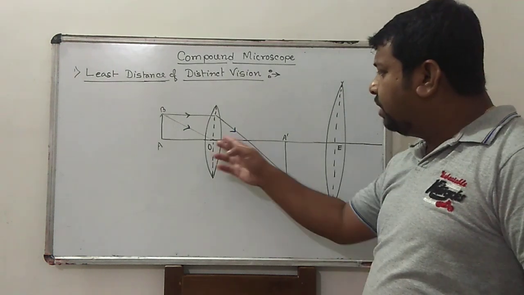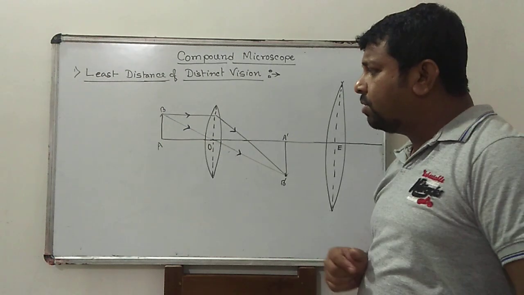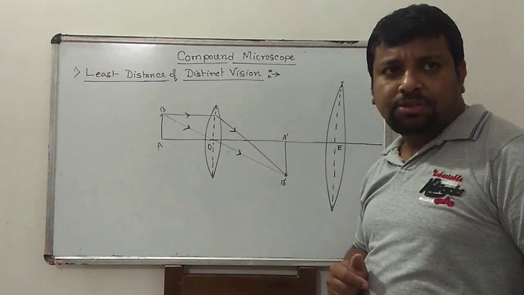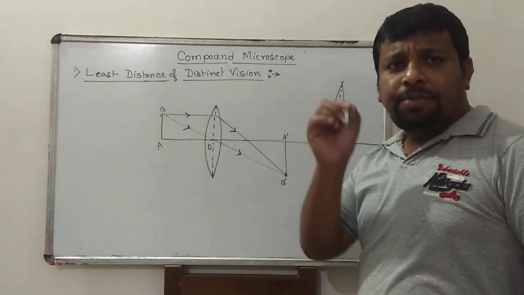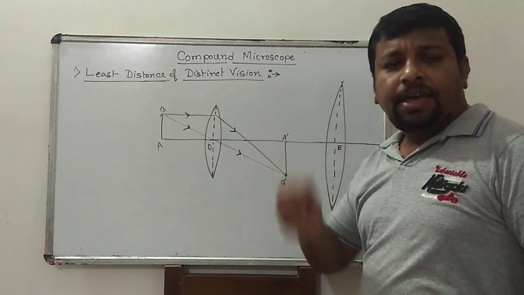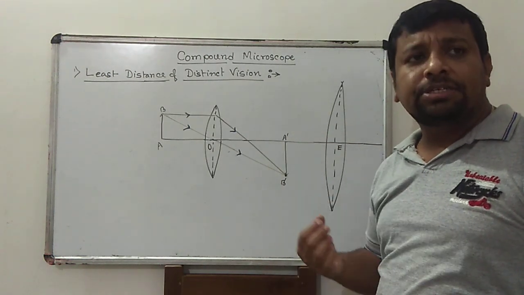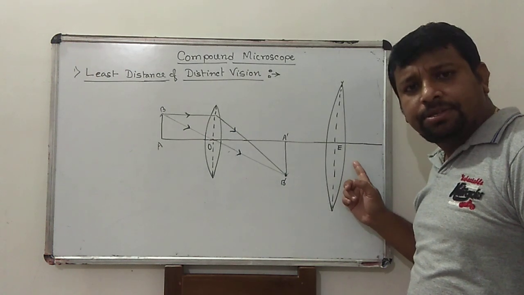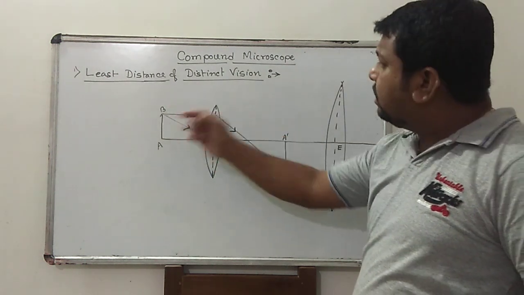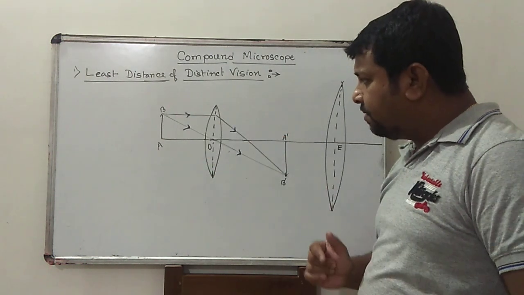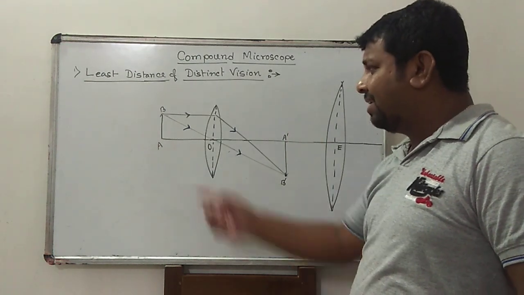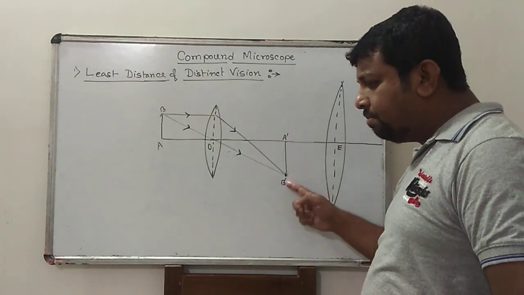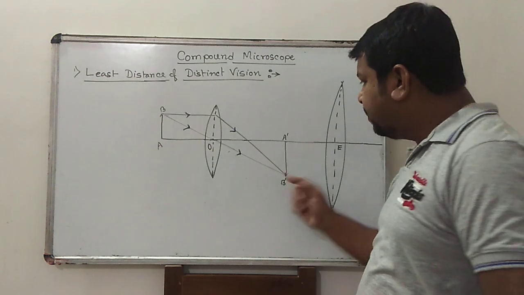So here we consider an object AB in front of the first convex lens, which is known as the objective. The lens placed near the object is known as the objective, and the lens placed near the eye is known as the eyepiece. AB is an object placed near the objective. Rays of light coming from the object are incident on it. Then after refraction, a real image A dash B dash is formed. So this is a real image.